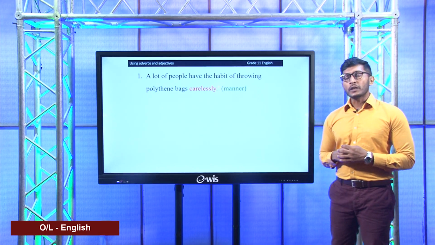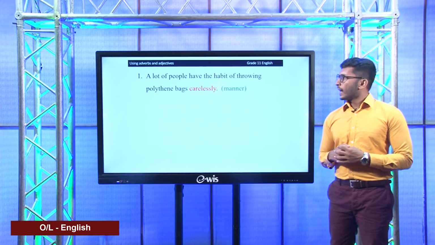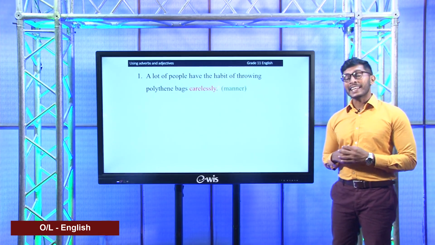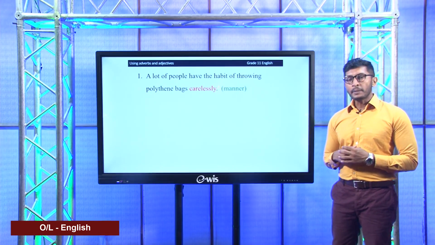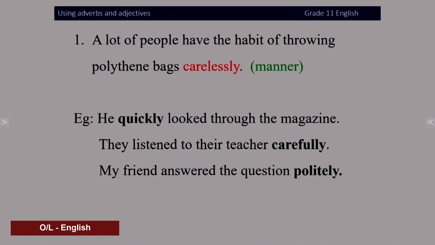The adverbs which tell us how the actions take place are called adverbs of manner. They simply answer the question that starts with how. These three examples will help you to understand this more. He quickly looked through the magazine. Again, the adverb is given in bold type letters. It is quickly. It tells us how did he look through the magazine. He looked through the magazine quickly.